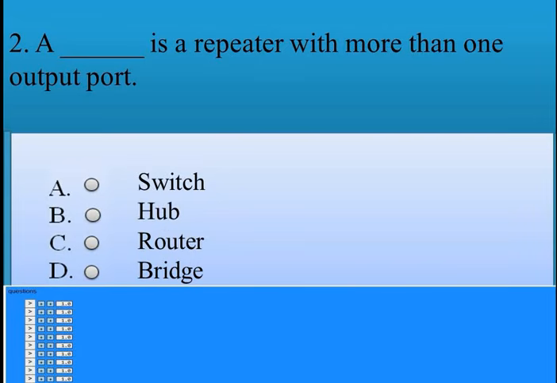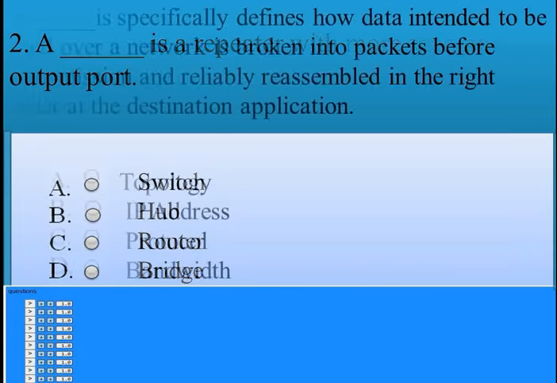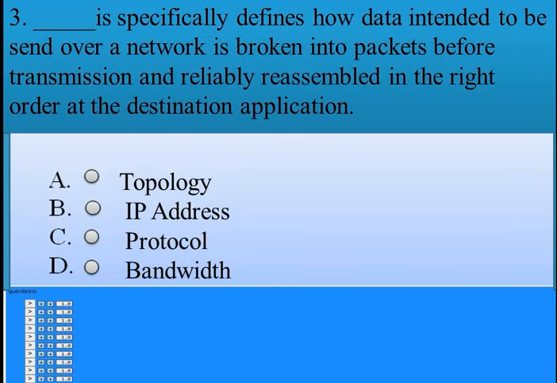Hub. Question number 3. Dash specifically defines how data intended to be sent over a network is broken into packets before transmission and reassembled in the right order at the destination application. A. Topology, B. IP address, C. Protocol, D. Bandwidth. The correct answer is C.